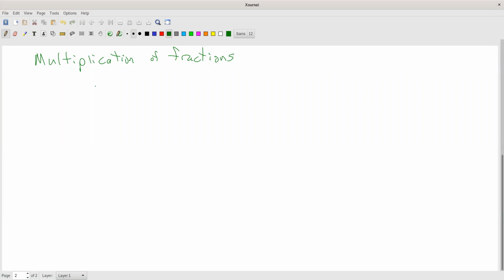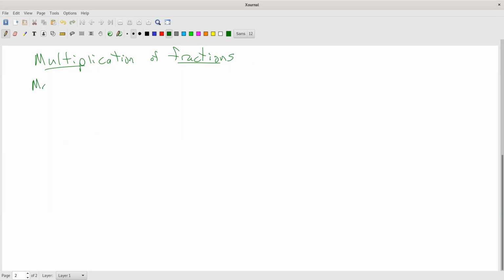Multiplication of fractions, the thing we want to do here is look at what it means to be a fraction and what it means to be a multiplication, and use those ideas to motivate why we should do it a certain way. So before I get to fractions, let's just think back on what multiplication means.